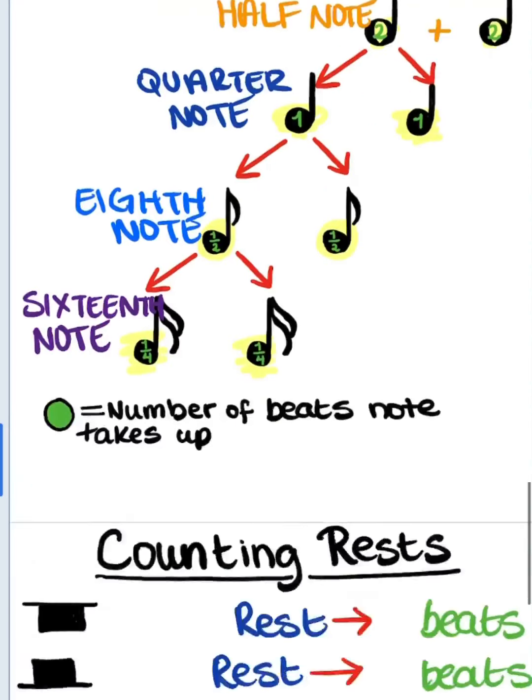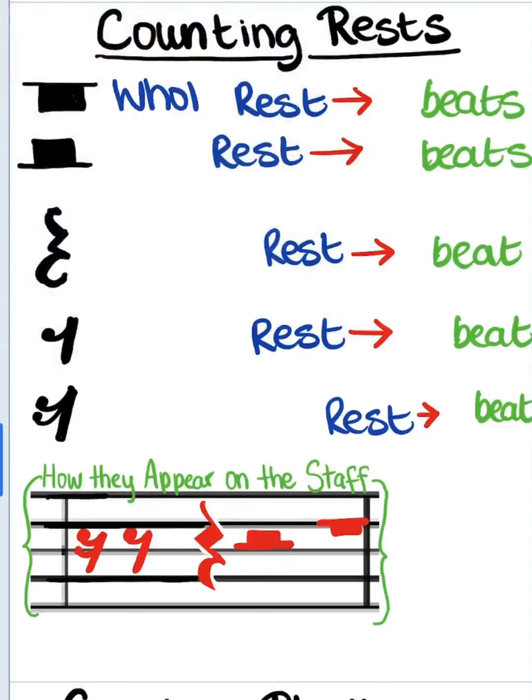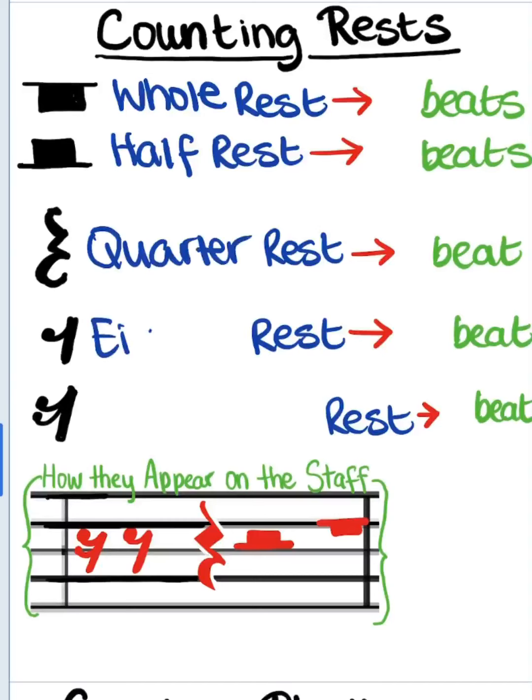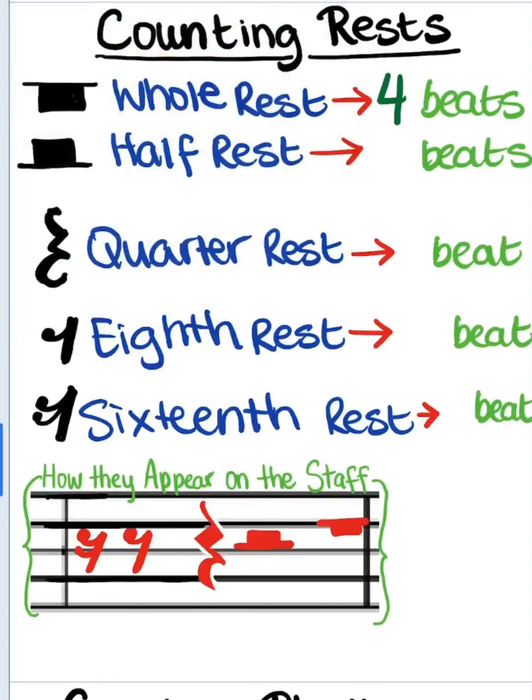Okay, so now let's go on to counting rests. This first rest is a whole rest. Then we have the half rest, the quarter rest, the eighth rest, and the 16th rest. And just like the whole note and so on, this first one is worth 4 beats, the half rest is worth 2 beats, your quarter rest is worth 1 beat, the eighth rest is worth half of a beat, and the 16th rest is a quarter of a beat.